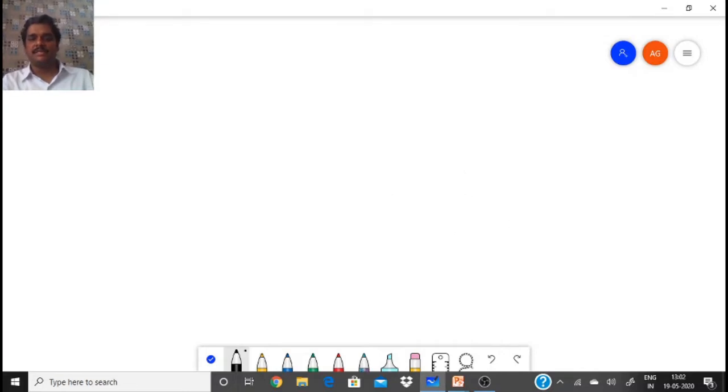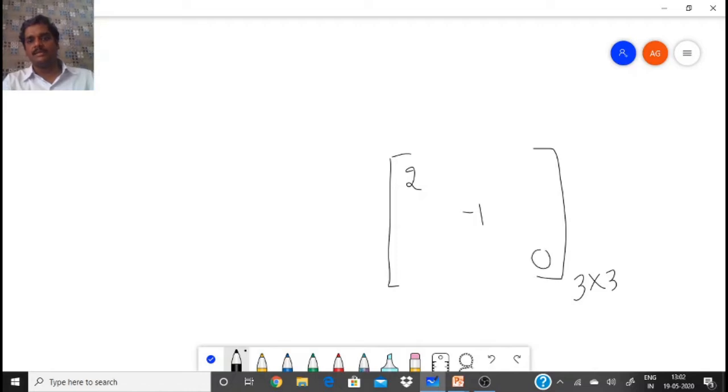The next type which we learnt is the diagonal matrix. For a diagonal matrix, you have to take a square matrix. Suppose I take a square matrix of order 3, and you have to put any number on the diagonal and zeros on the rest of the places. Suppose I put 2, -1, 0, and the rest of the places 0, like this.